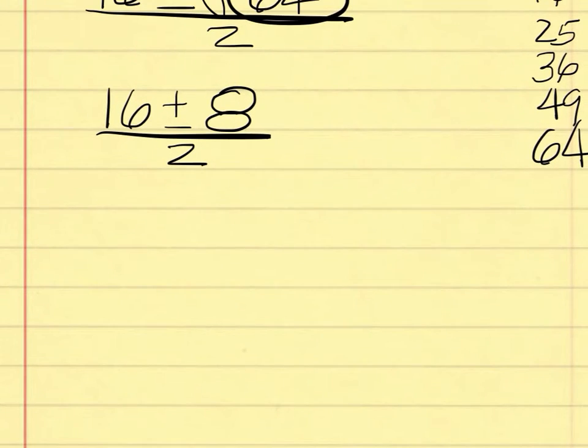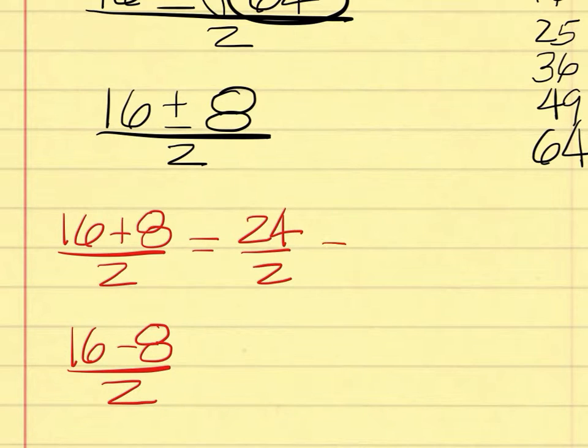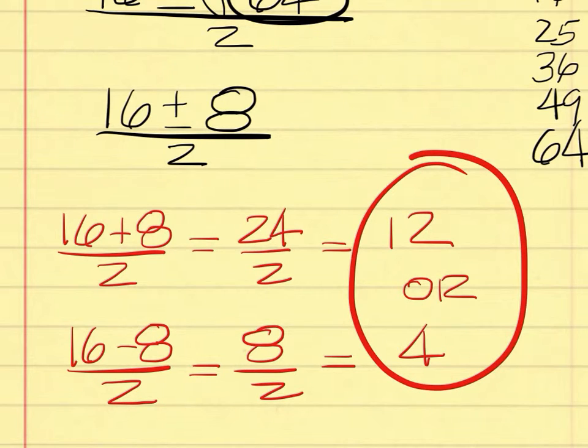And now you have two problems to do. One is 16 plus 8 over 2, and the other is 16 minus 8 over 2. 24 over 2 is 12, and 8 over 2 is 4. 12 or 4 are the solutions. Try this one and bring it up here.